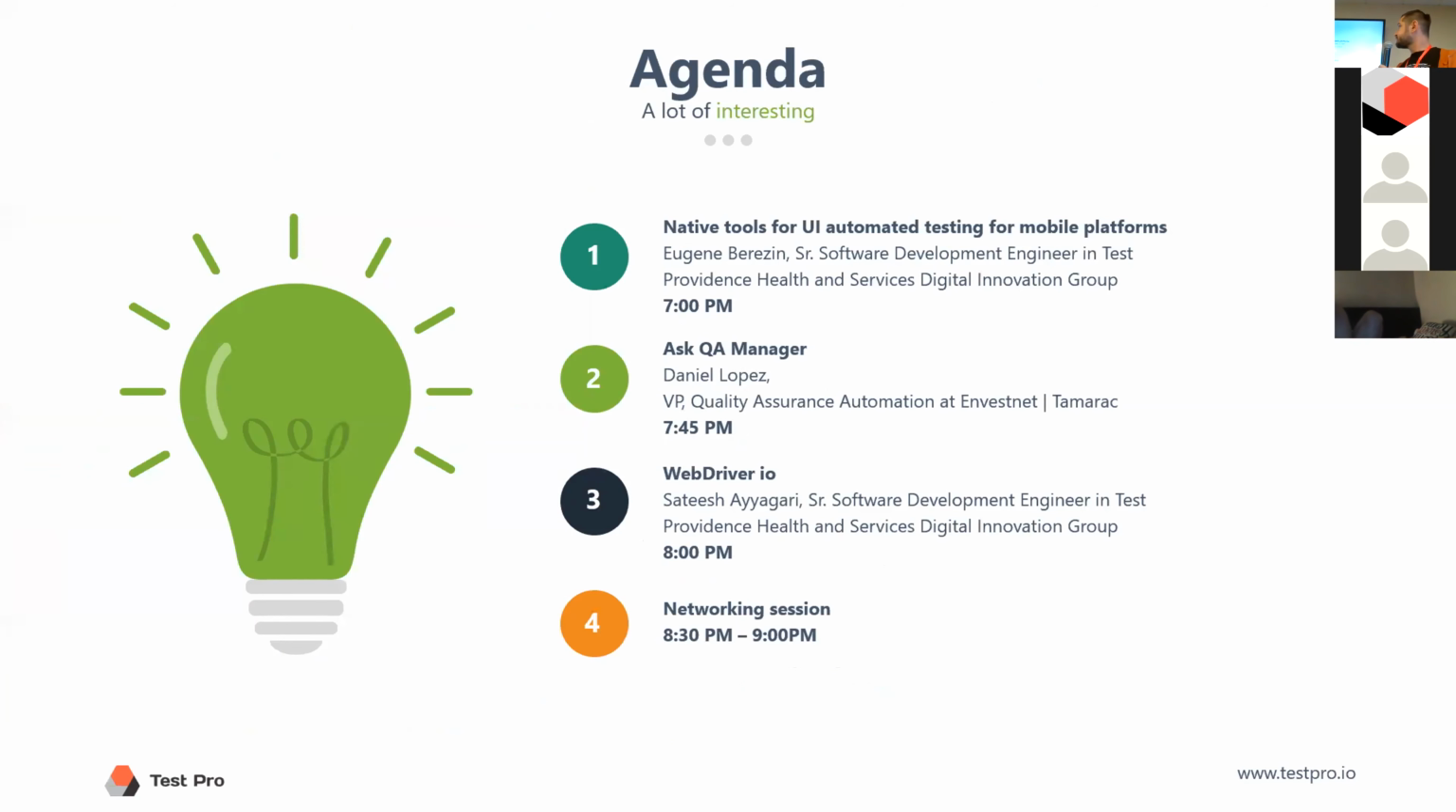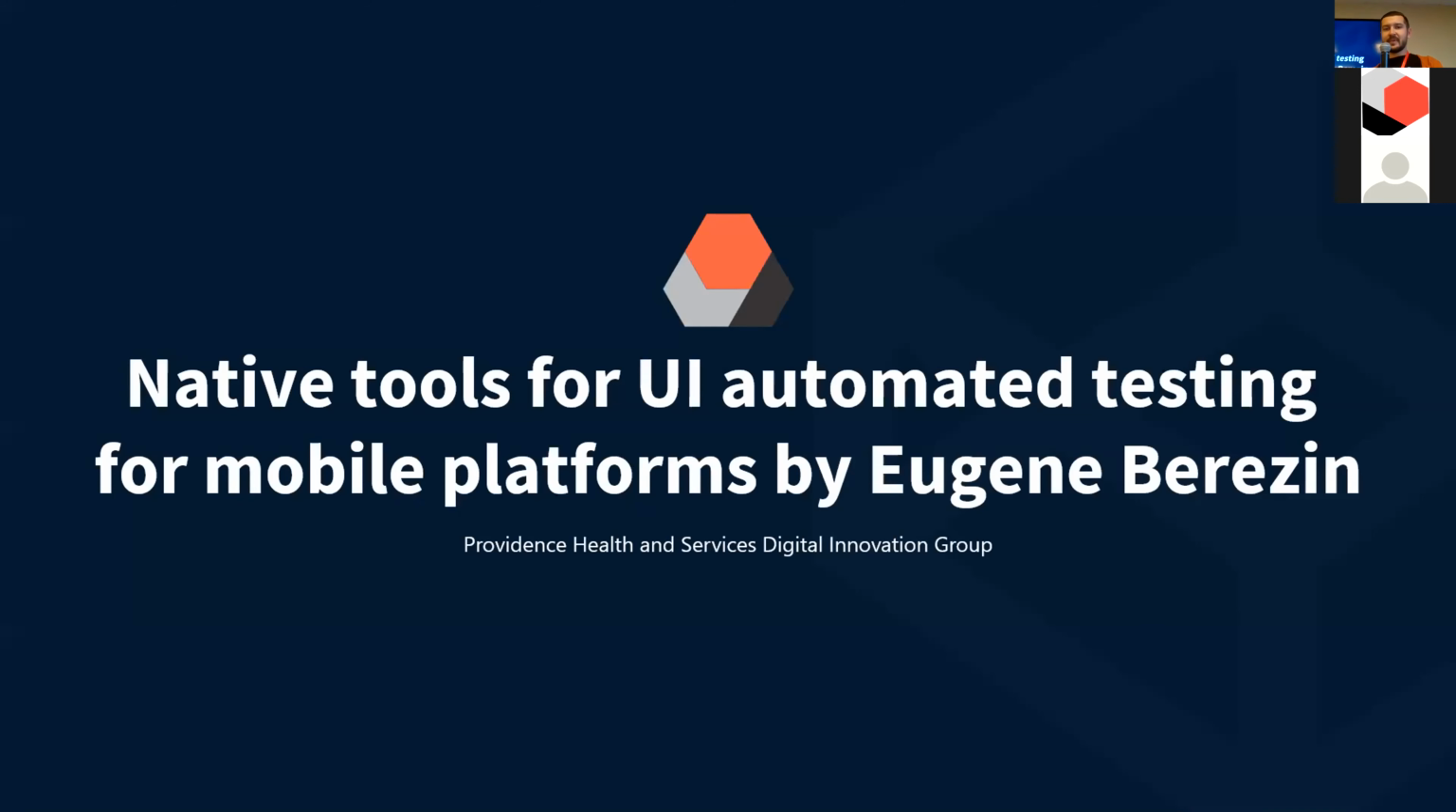So here's the agenda for today. The first presentation is going to be about native tools for UI automated testing for mobile platforms by Eugene Berezin. Thanks again to Providence. The next one is going to be Ask a QA Manager. We will cover some of the most popular interview questions for QAs on the resume, and hopefully it will help you get your next job easier. And then we will talk about WebDriverIO, which is a JavaScript framework for web automation. And of course, we're gonna do a networking session. So if you're looking for a job or you're hiring, that's a perfect place and time. So let's start with the first presenter, Eugene.